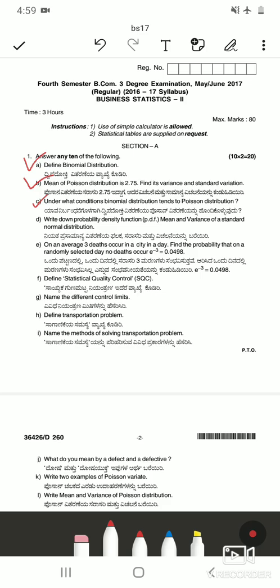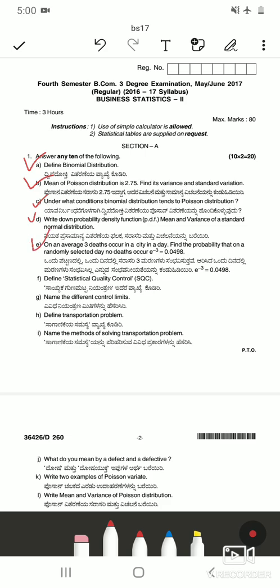Three conditions: p should be very small, n should be sufficiently large, and lambda is n into p. And then they have given, write down the probability density function and mean variance of standard normal distribution. Mean is 0, variance is 1, PDF is f of z that we had discussed. It is nothing but the definition of normal distribution itself.